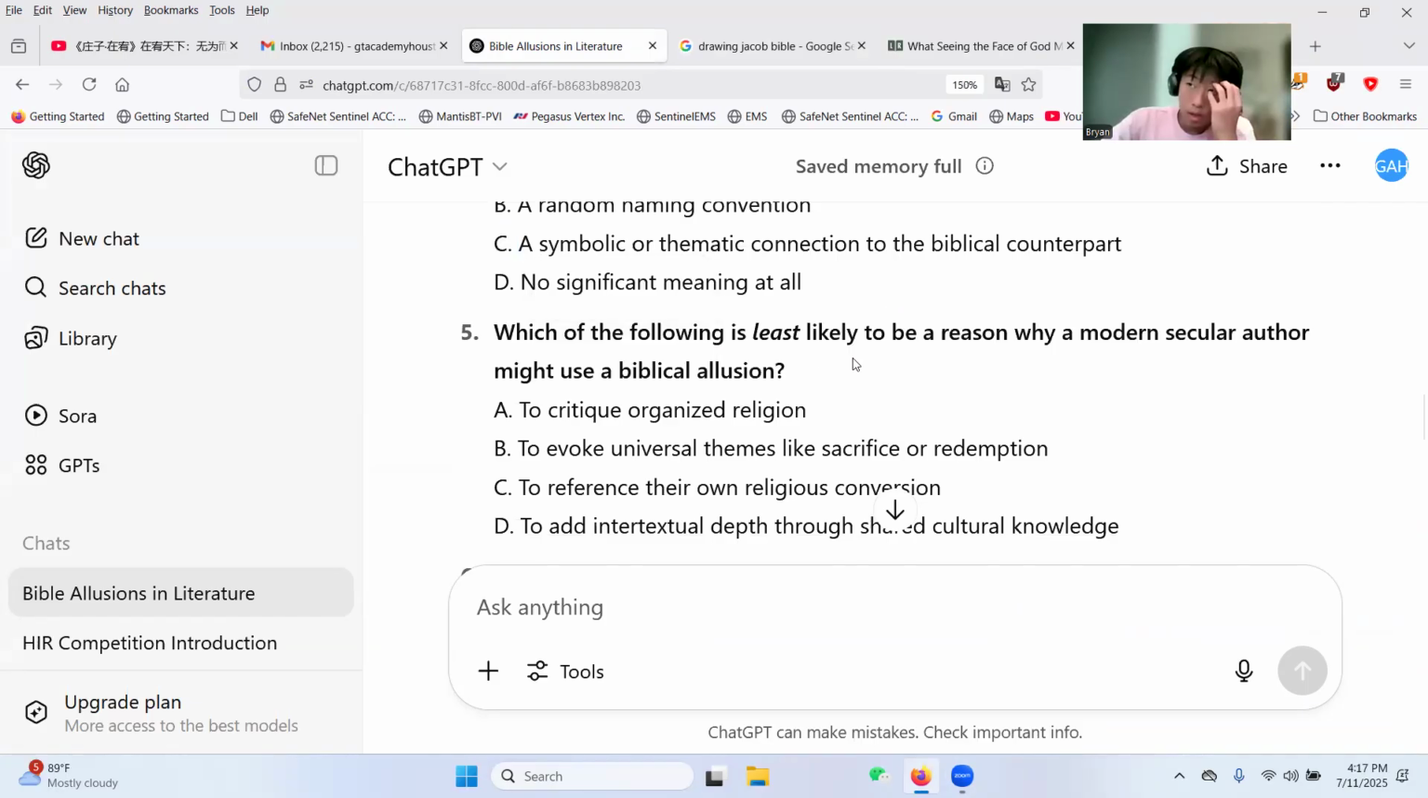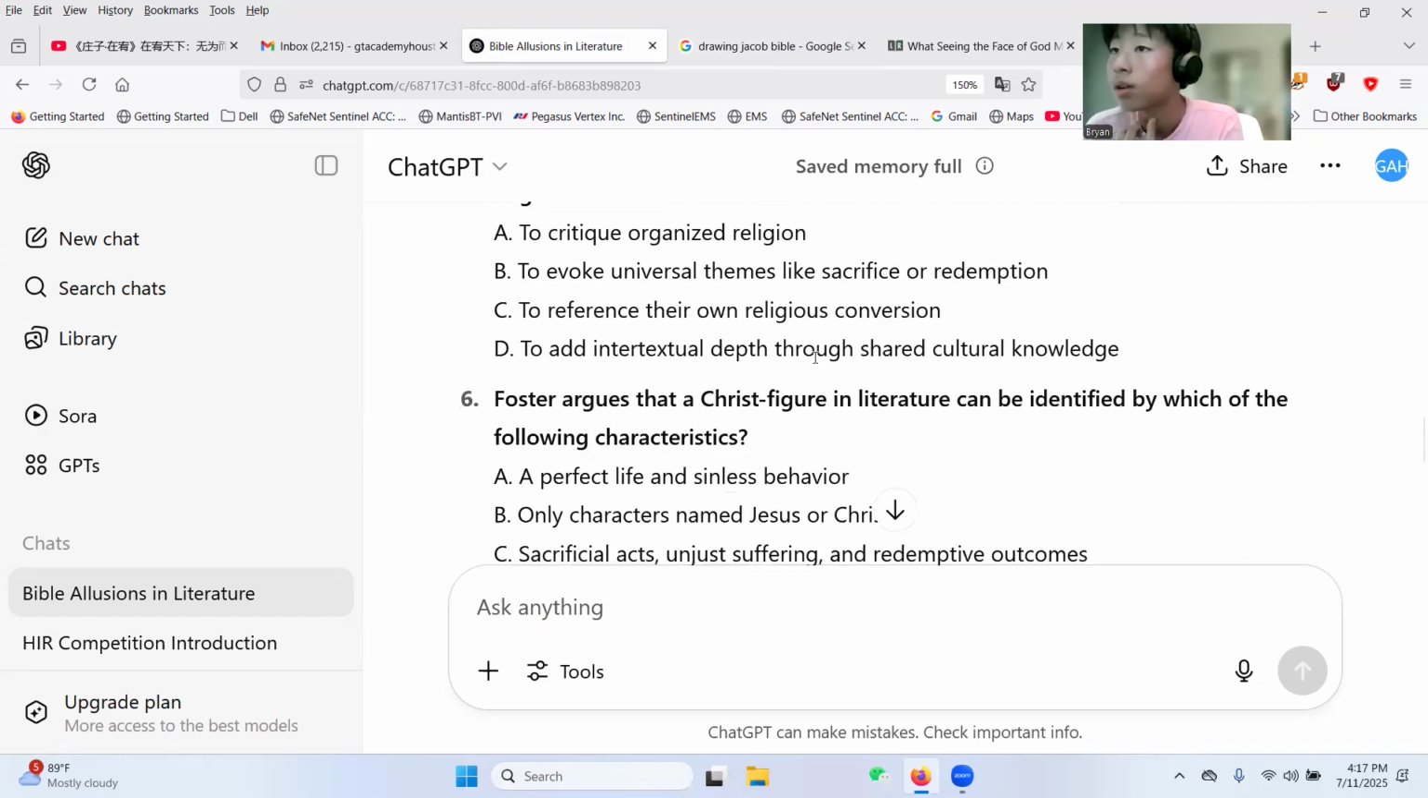Which of the following is least likely to be a reason why a modern secular author, secular means people not religious, people who don't believe in God, might use a biblical allusion? D. Good. Why would the secular author who may not go to church use it? B. Why?